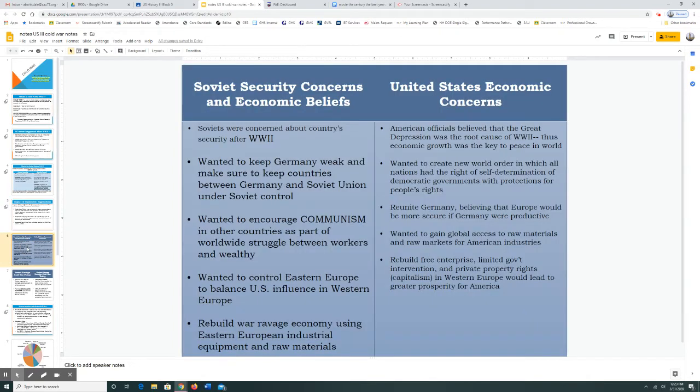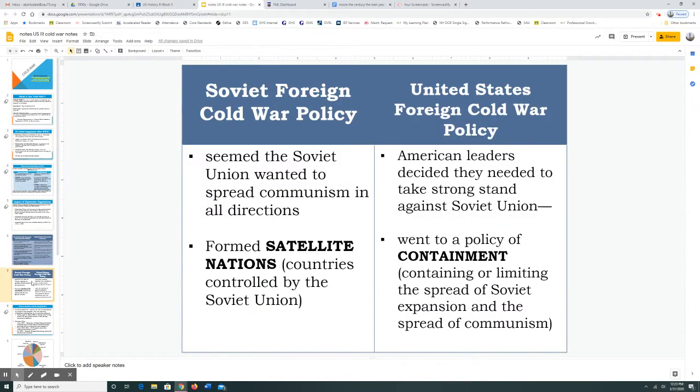There are two slides that discuss the economic beliefs and the concerns of the Soviets versus the United States, which led to this increased tension between the two sides that would eventually lead to a war that would last for 40 years. It goes into foreign policy determinations, which is the satellite nation versus containment. This would have impacts on us taking part in politics in countries all over the world, including countries like Korea, Vietnam, Iran, Afghanistan, countries that you've probably heard of today.